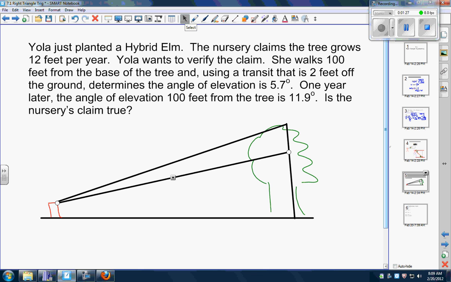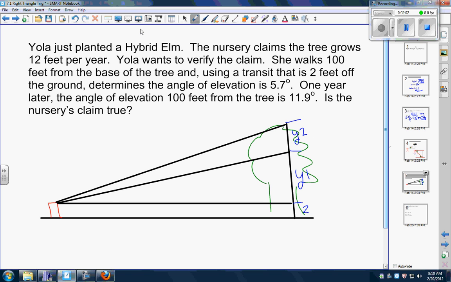So we get a picture like this, and also let's put one straight across here because we'll have to count for that 2 feet of height later. So from here to here is 2 feet, okay? This is the original height of the tree. Let's just call that Y1. This is the growth from year one. Okay, let's just call that Y2 right there. So we're basically trying to find if this Y2 right here grew 12 feet.